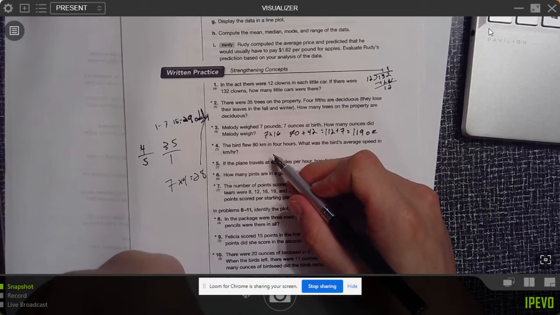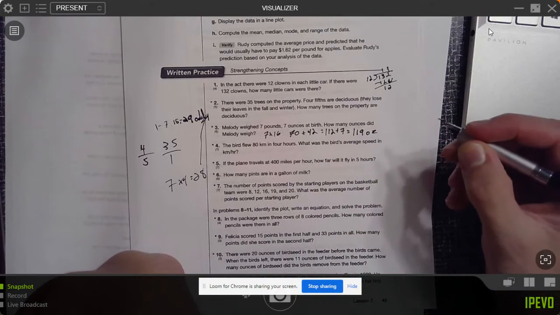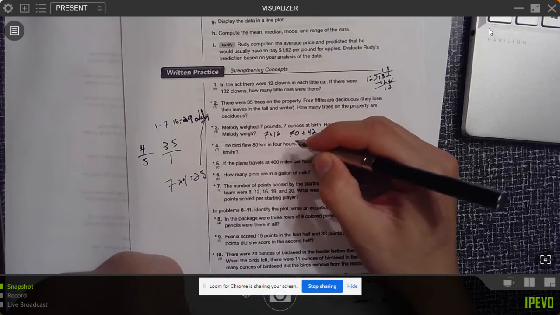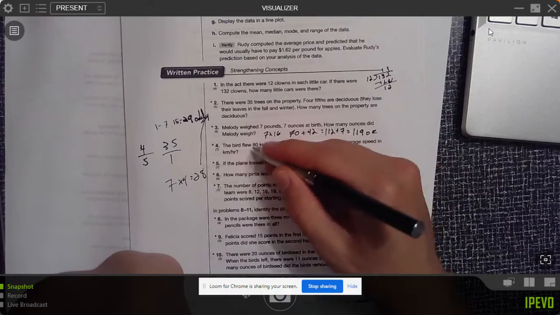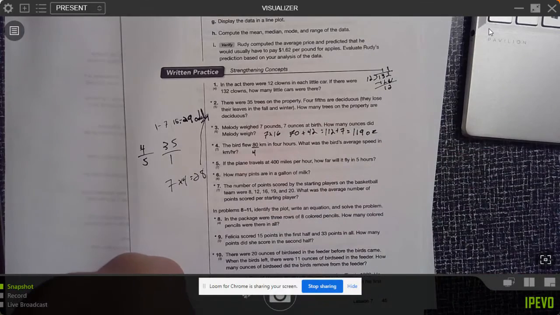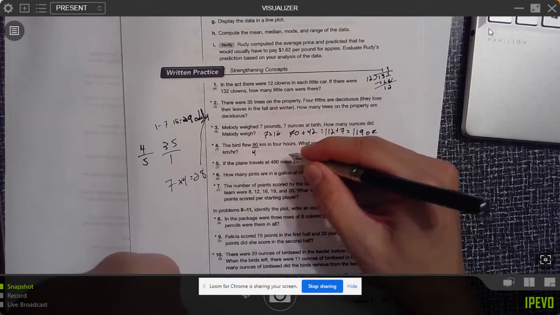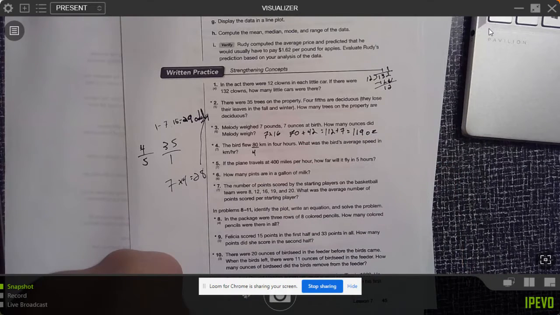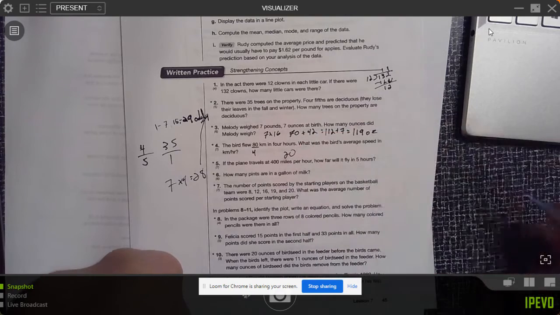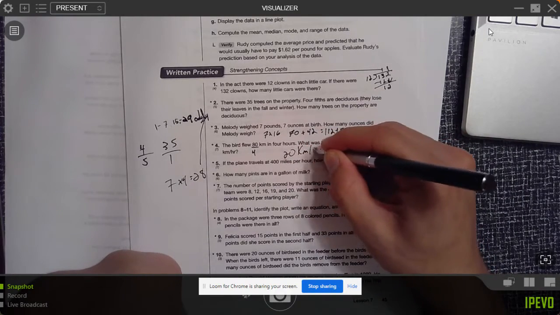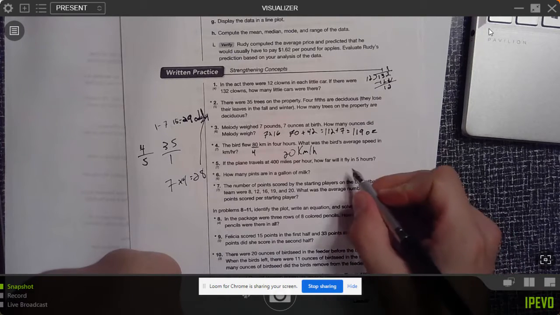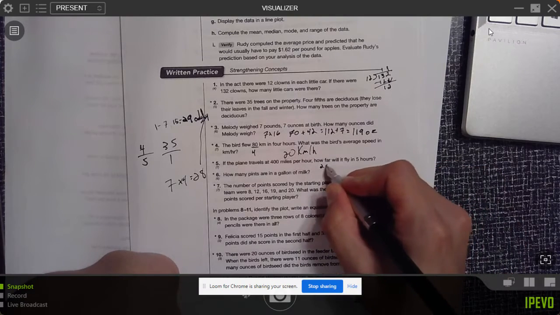The bird flew 80 kilometers in 4 hours. What was the bird's average speed in kilometers an hour? So this one we just do, we already know 80 is the total for 4 hours. So now we just divide 80 by 4. And so that's 20 kilometers an hour. Okay. If the plane travels at 400 miles per hour, how far will it fly in 5 hours? So that's 4 times 5, so that should be 2,000.